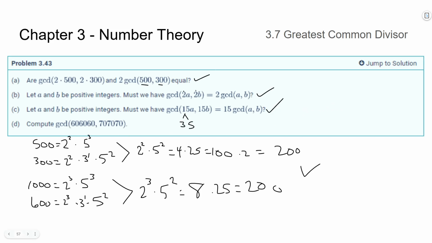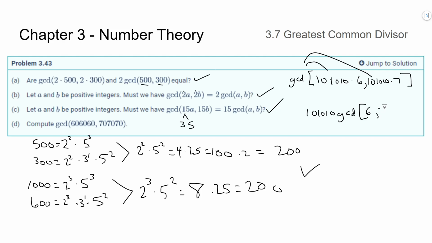So let's see. We know that 60 is the same thing as 10 times 6. And let's do the GCD function. The other is going to be 10 times 7. Okay, and then we know we can factor this out. So then we have 10 times the GCD of 6 and 7.